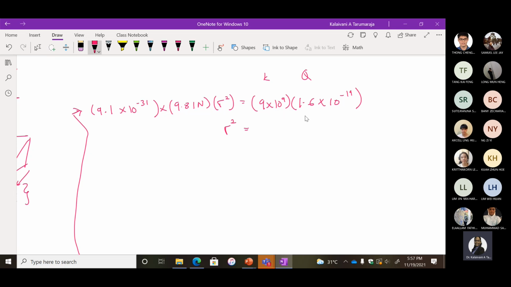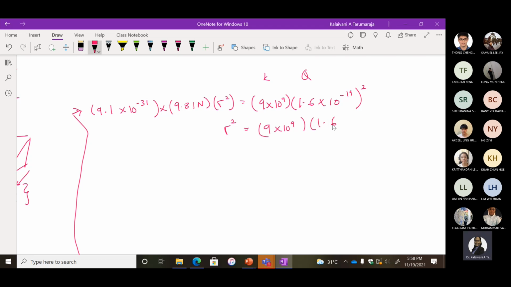Can anyone calculate for me 9 times 10 power of 9 times 1.6 times 10 power of minus 19? Do you know how much the value is? Or give me the direct answer. Miss, you forgot the square. 1.6 times 10 to the power of negative 19 squared, because we have Q1, Q2. Oh yes, okay. Thank you. Can anyone let me know the answer?